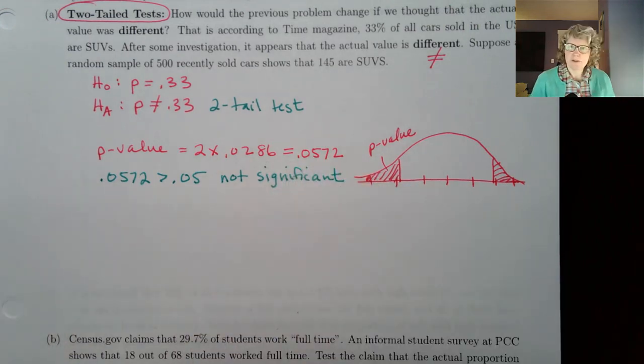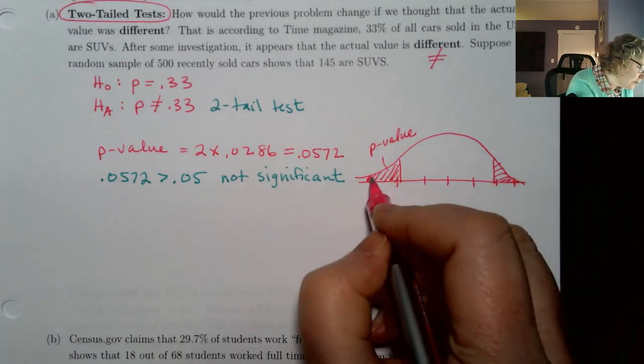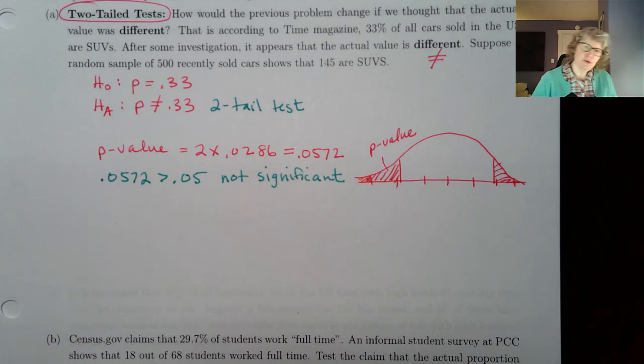Almost seems like there should be a different alpha for one-tail versus two-tail test. But remember, you're specifying all of that when you set up the test before you gather your data, okay?